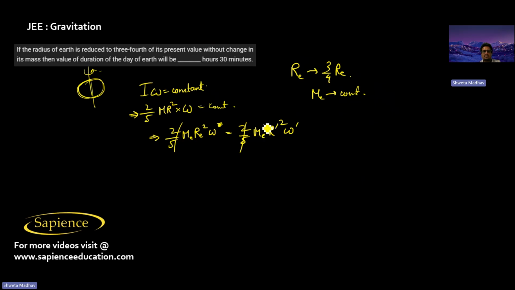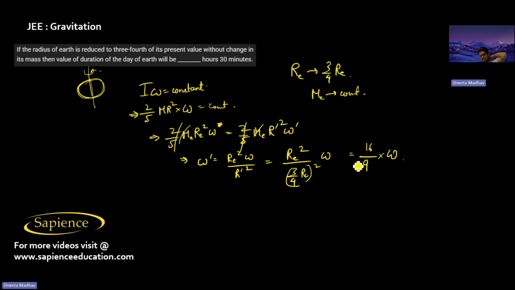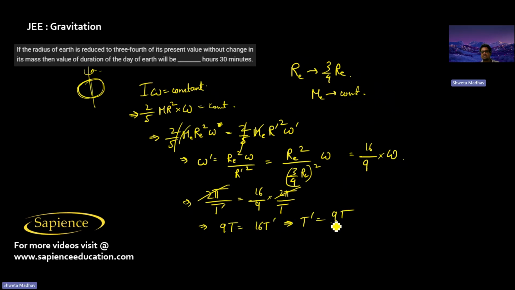It means 2 by 5 will cancel, mass will cancel, and so omega dash will be equal to Re square into omega by R dash square. So this will be Re square by (3 by 4 Re) square into omega. So this will be equal to 16 by 9 into omega. Omega is 2 pi by T, so 2 pi by T dash is equal to 16 by 9 times 2 pi by T. 2 pi will get cancelled. So I can say that 9T is equal to 16T dash. So T dash will be equal to 9T by 16.